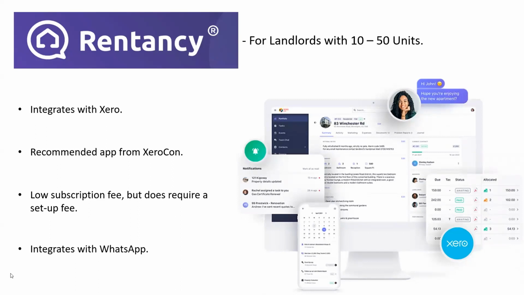Rentancy integrates with Xero, who give Rentancy their stamp of approval at XeroCon, which gives confidence in a well-developed app with good integration. At the moment, it does not integrate with any other accounting software. A really great feature from Rentancy that makes it stand out in our list is its ability to integrate with WhatsApp. This allows for built-in communication from within Rentancy to promote a really smooth workflow regarding tenant requests and maintenance tasks.